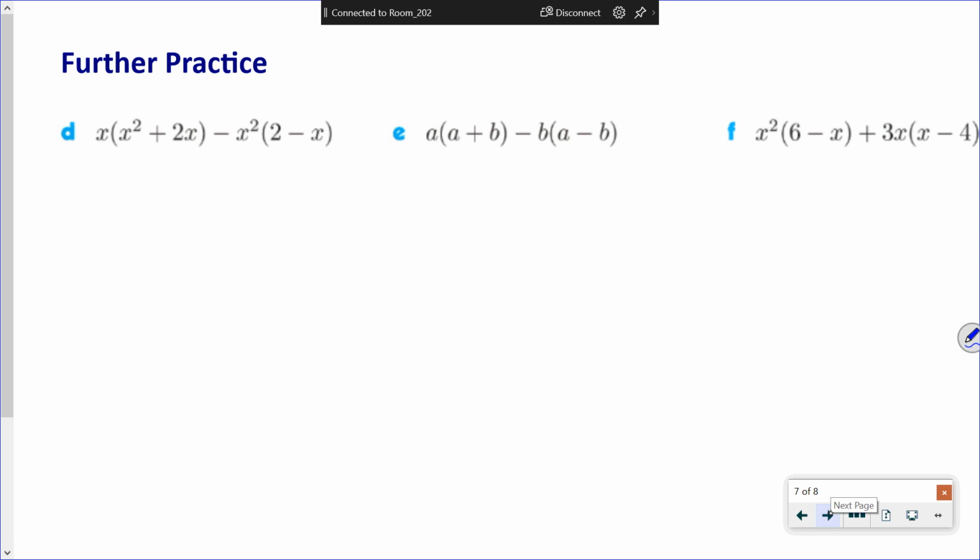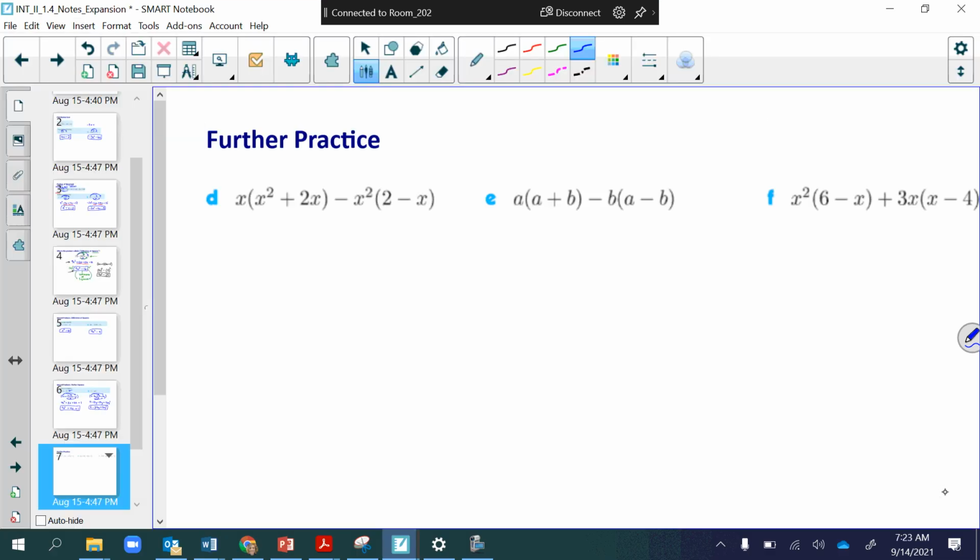So we can actually skip this slide. This is just for further practice, but we're not going to be doing examples like this in this set of notes, so we can actually stop that video there.